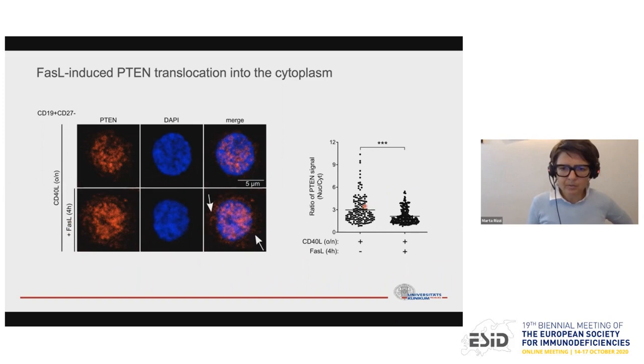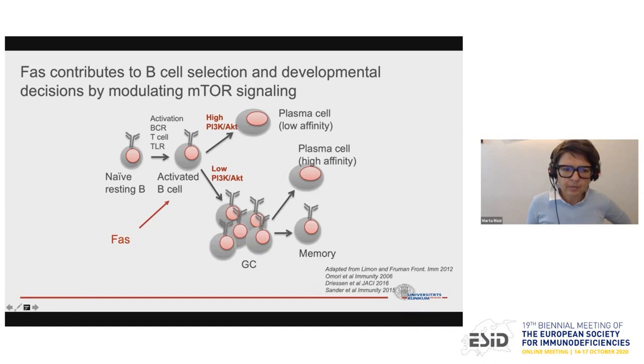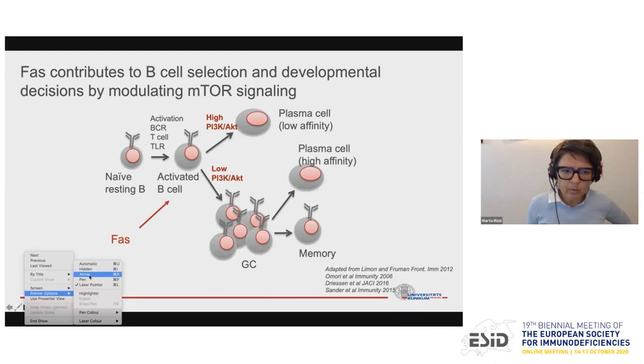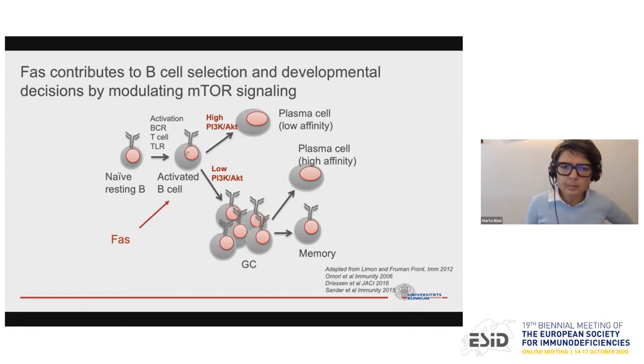So we found that FAS can regulate mTOR activation, a new role of FAS in the regulation of mTOR activation. In activated B cells, high level of PI3K AKT can rapidly induce plasma cell formation. Modulation of mTOR activation is necessary to induce MYC and germinal center formation and the formation of high affinity plasma cells and switch memory cells. And we think that FAS contributes as an inhibitory signal in the early phase of activity.